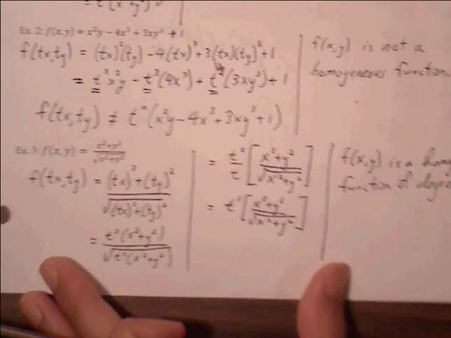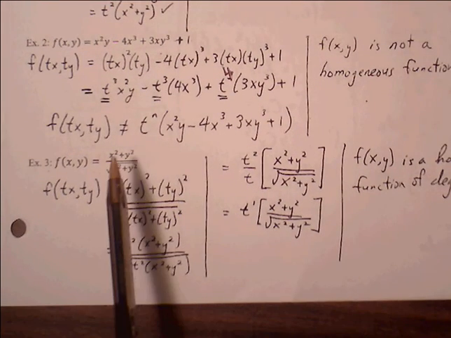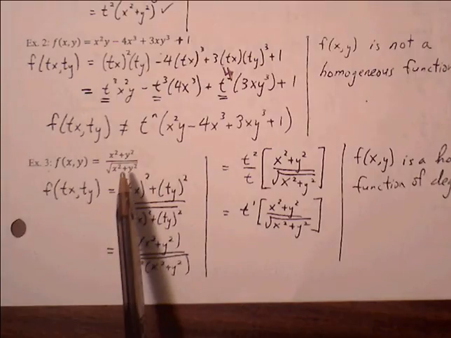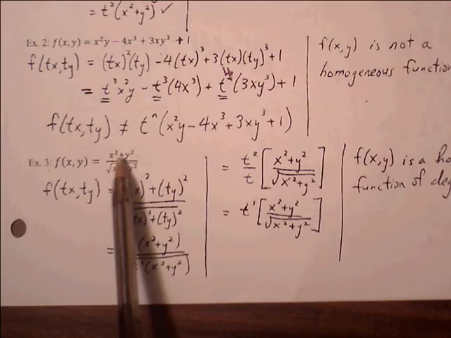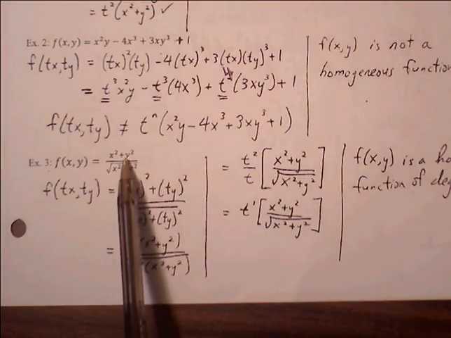Okay, example 3, f of xy is x squared plus y squared over the square root of x squared plus y squared. So we replace every x we see with tx, replace every y we see with ty.